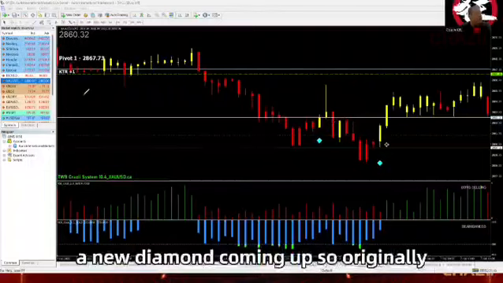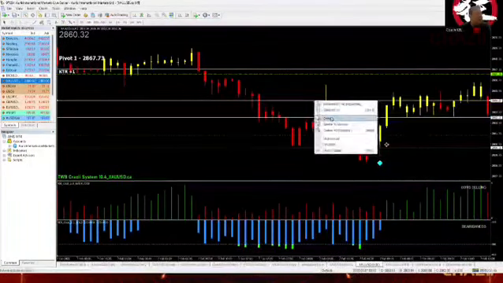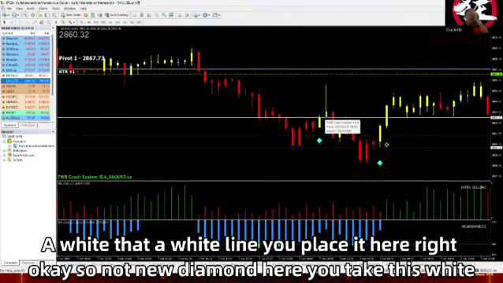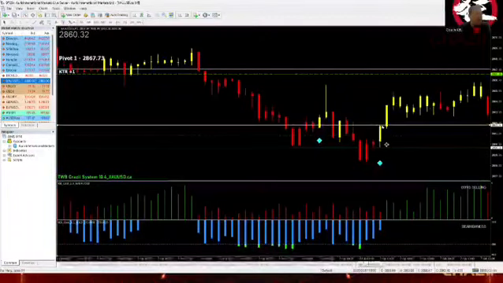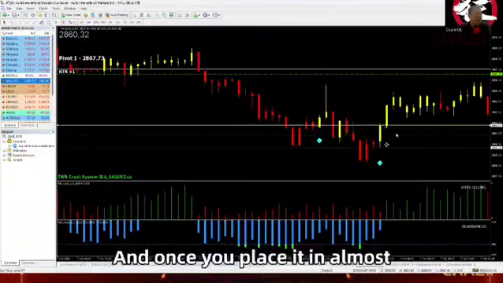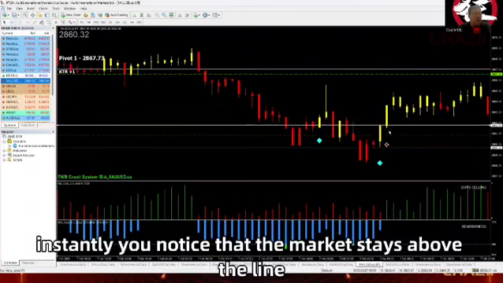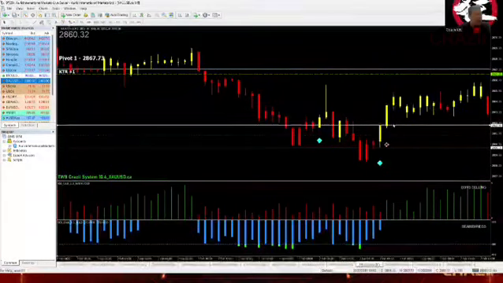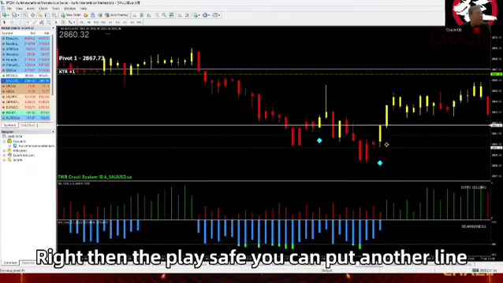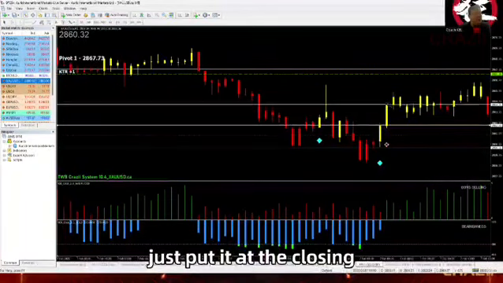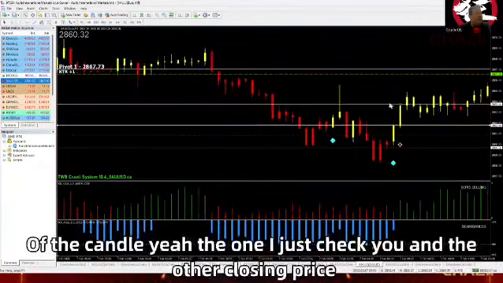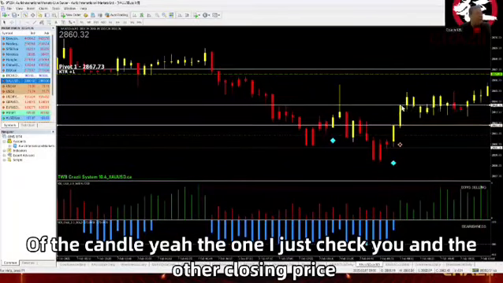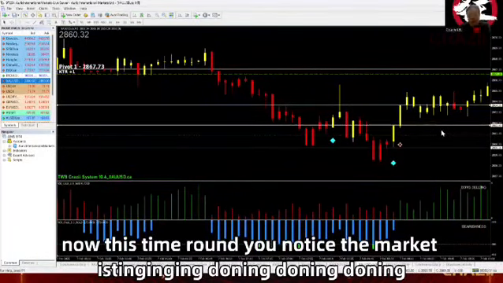Now, after that, there's a new diamond coming up. So originally, there's a diamond here. There's a white line, you place it here, right? Okay, so now a new diamond appears, you take this white line, you push it down to where the next one is, which is here. And once you place it in, almost instantly, you notice that the market stays above the line. Right, then to play safe, you can put another line at the closing price of the candle, the one that I just shared with you, another closing price. Now this time around, you notice the market is going ding dong, ding dong already, right?